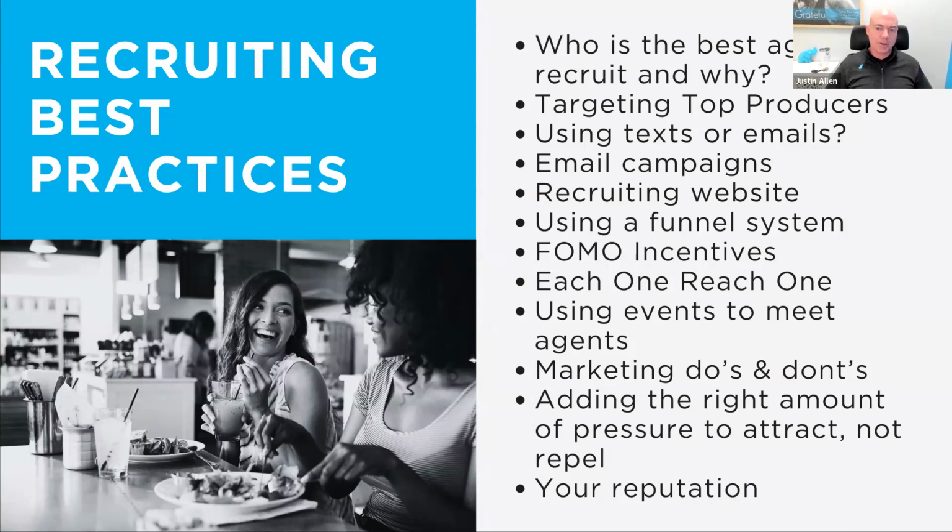And in each one, reach one is something that you can do in your own office with your own agents. So we'll say over a period of a year, you can tell an agent, look, if you get to 12 transactions and you recruit one agent into the office, I'll bump you from 70-30 to 75-25. So you have each one of your agents reach another one. So it's each one, reach one.